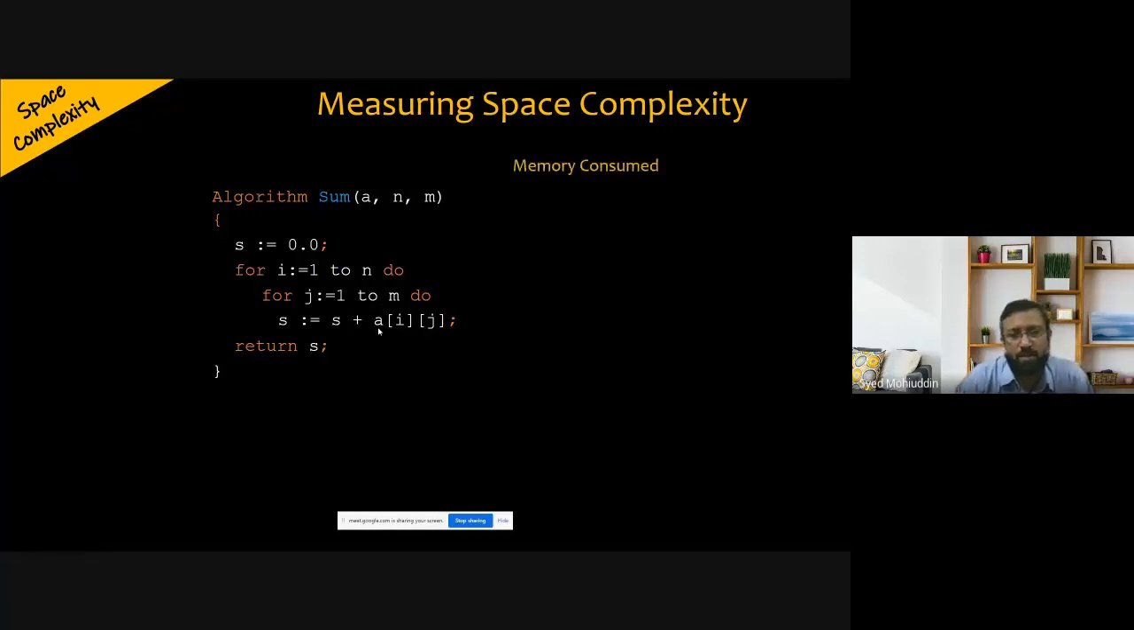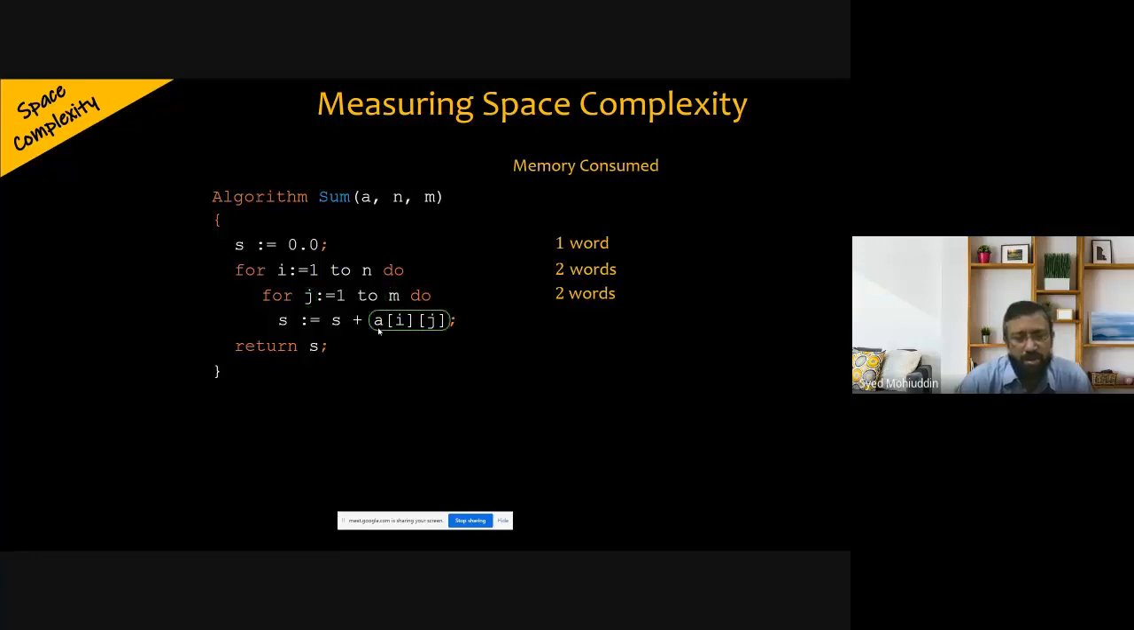So again, for memory consumed, S is a local variable which will take one word. Then the for loop variable I takes one word. N is the number of rows, which is a parameter there, so this occupies 2 words. And what we have is J and M. J is a local variable, M is a parameter, which also will occupy 2 words.